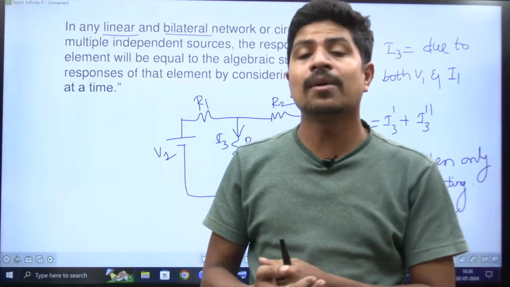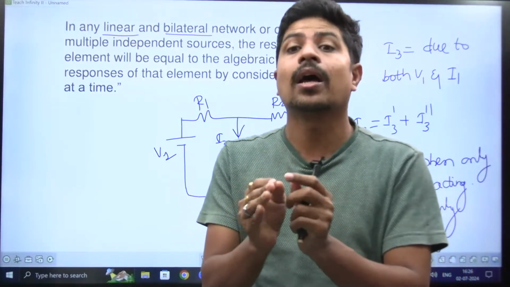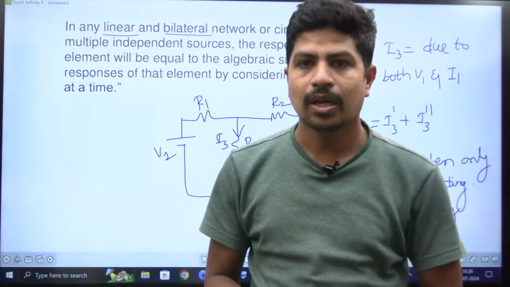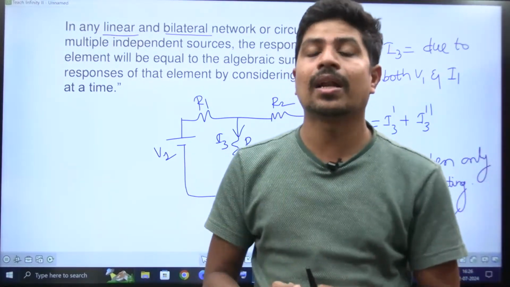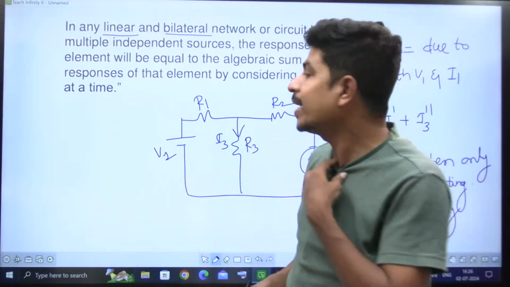What are the examples of bilateral elements? Resistance, inductance, and capacitance. All three are perfectly bilateral, right? And what are the linear elements? Ideal RLC elements are linear. Ideal RLC elements are linear, right?